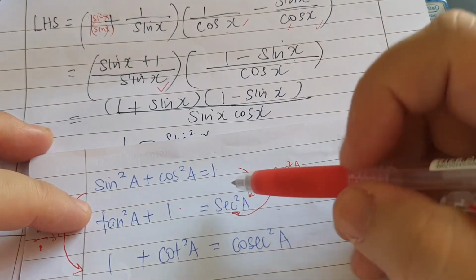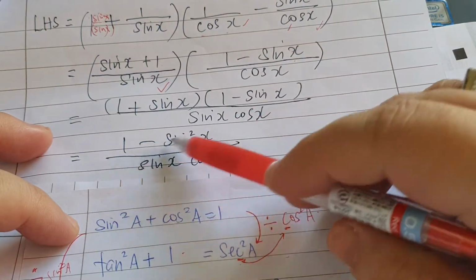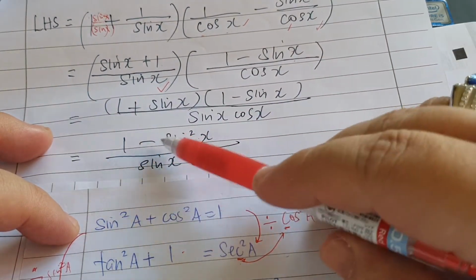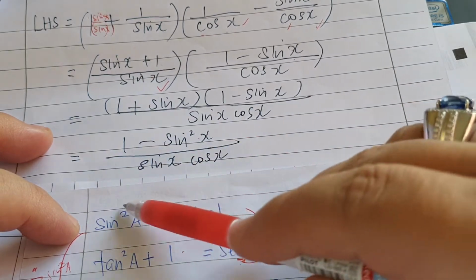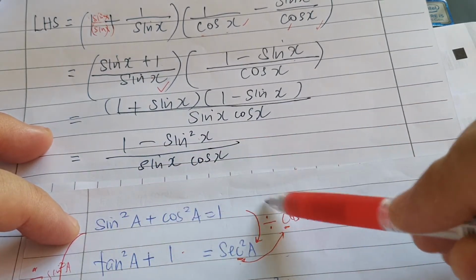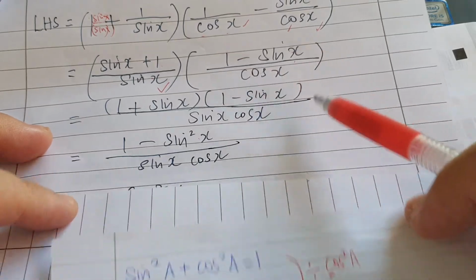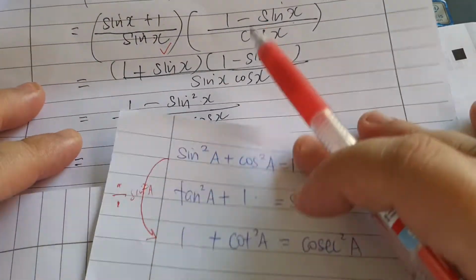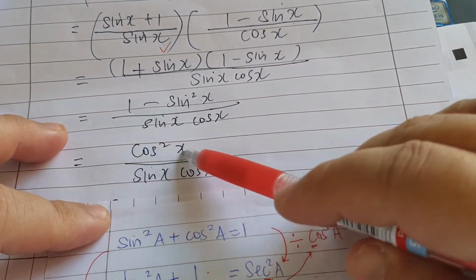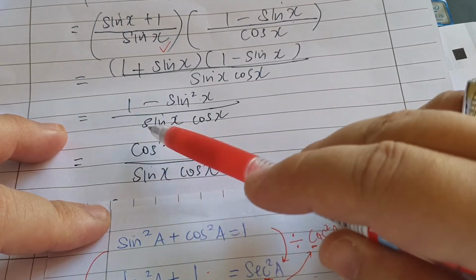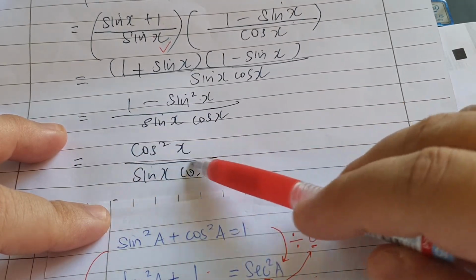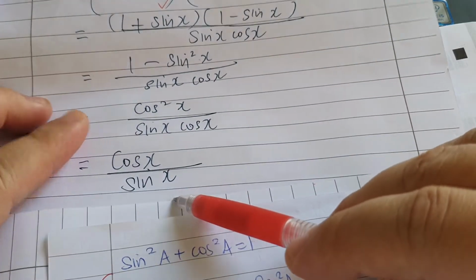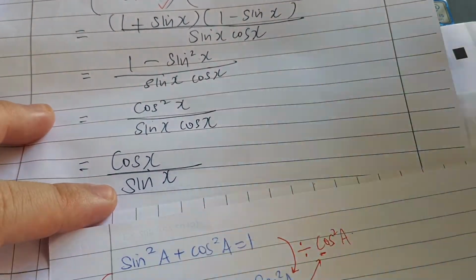Okay, now the next one is this. You have 1 minus sine square, right? So 1 minus sine square is cosine square. Okay, so now we have cosine square. And can you see? Very happy. There are two of them up there. Cosine and cosine, right? So you can cancel and you will get this. And isn't this what you want?